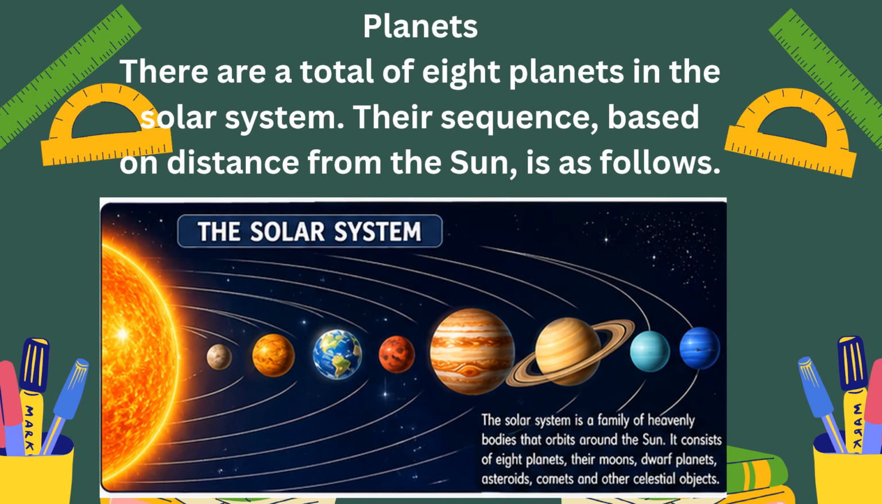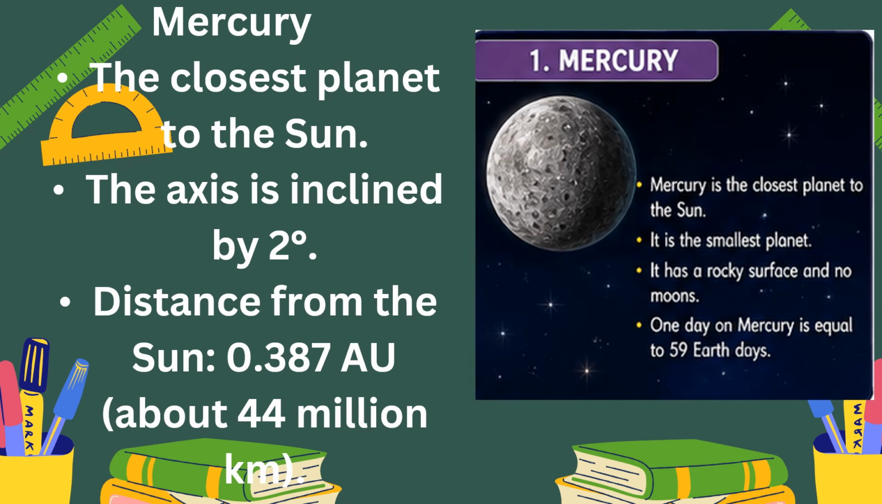There are a total of 8 planets, which I mentioned, in the solar system. Their sequence is based on the distance from the Sun, as it follows. So these planets are listed as per the sequence, that is, as per the distance from the Sun. Let's understand the first planet, that is Mercury.